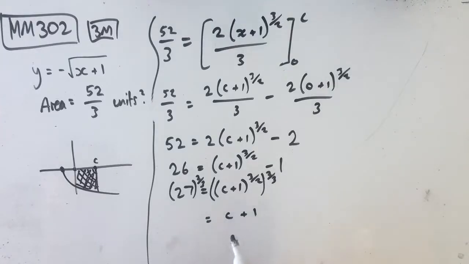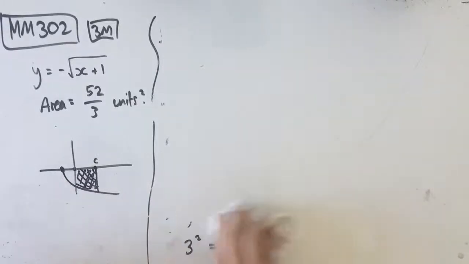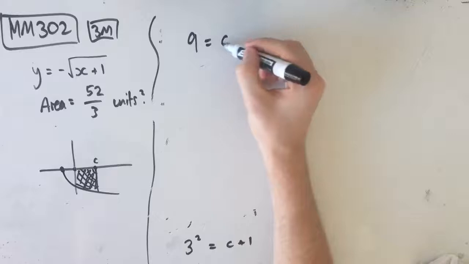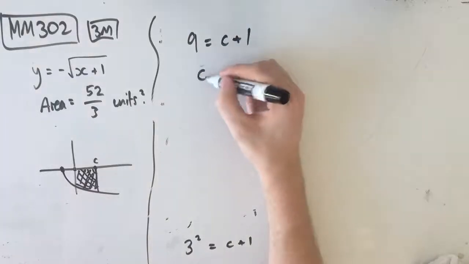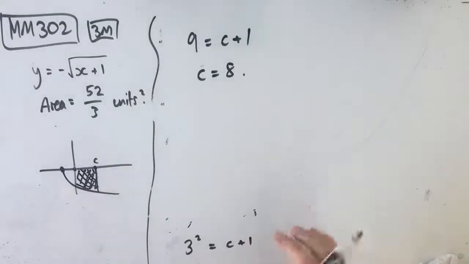Now, the easiest way to do this is to break it into its parts. So 27 is the same as 3 to the power of 3. So 3 to the power of 3, to the power of 2 on 3, right? Now when we have a power to a power, we multiply the powers. So 3 times 2 on 3 is just 2, which means we get 3 to the power of 2 equals c plus 1. Awesome. 3 to the power of 2 is 9, so 9 equals c plus 1, which means that c is equal to 8. Awesome.